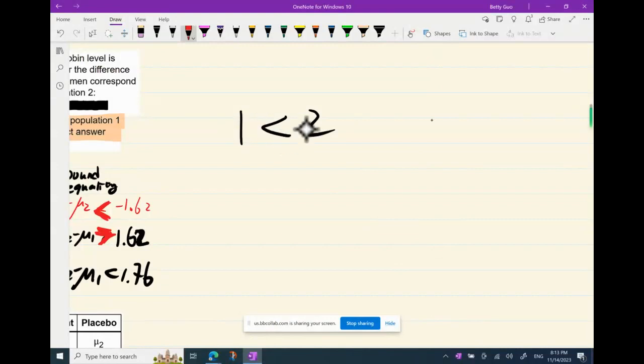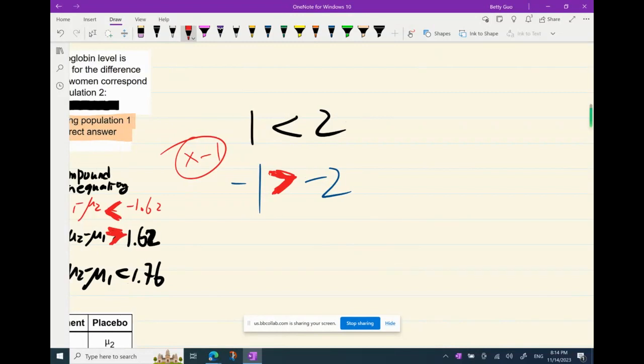Let's quickly go over this. We all know 1 is less than 2 is a true statement. What if we multiply each side by -1? Then the left side, we would have -1. Right side would have -2. Which one is bigger? -1 is bigger than -2, right? Do you see this? The inequality symbol has to be flipped. That's the reason. You have to flip it.